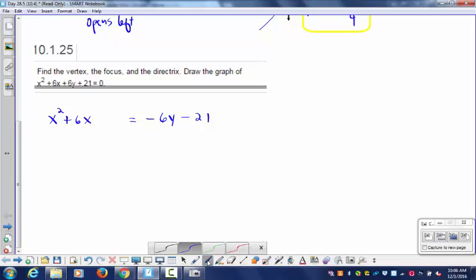We have to complete the square. What will we add to the left side? 9. And how do you get 9? Divide by 2, and then square it. So you take the linear coefficient, divide it by 2 and square it, and we have to add the same number to both sides. So on the left, we now have a perfect square trinomial. And on the right, we have negative 6y. We have to add that, so it's negative 12, if I add it correctly.